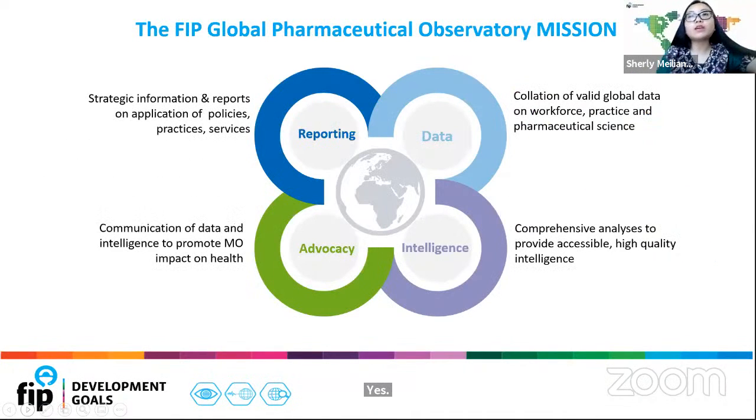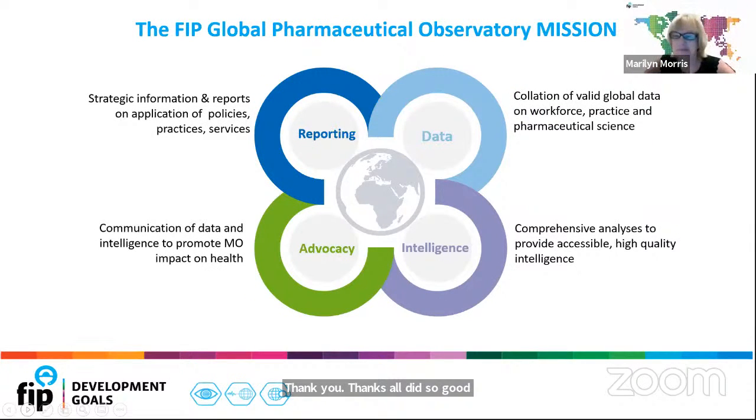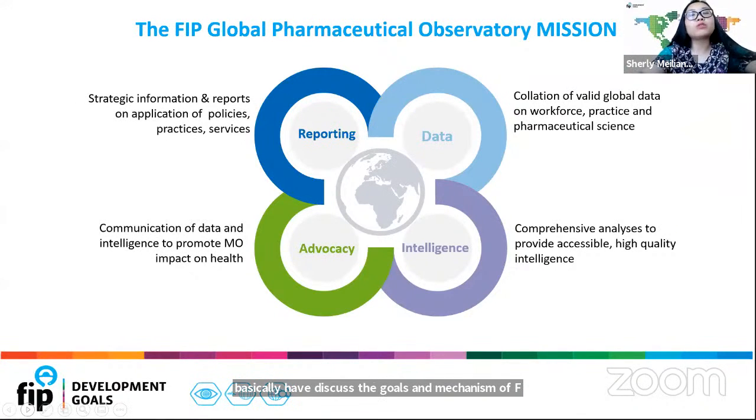So good day, everyone. It has been a very fruitful discussion today. So we basically have discussed the goals and mechanism of FIP DG for today. And one of the key points is also about indicators on how to monitor and track progress, which is something that we as pharmacists actually like. So today, on behalf of the FIP Global Pharmaceutical Observatory, or GPO, I would like to provide a brief outline on our mission and our current projects.